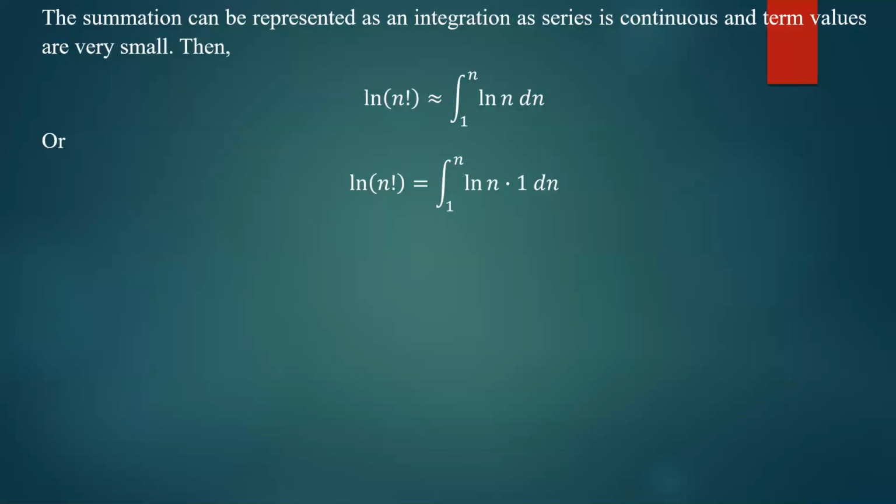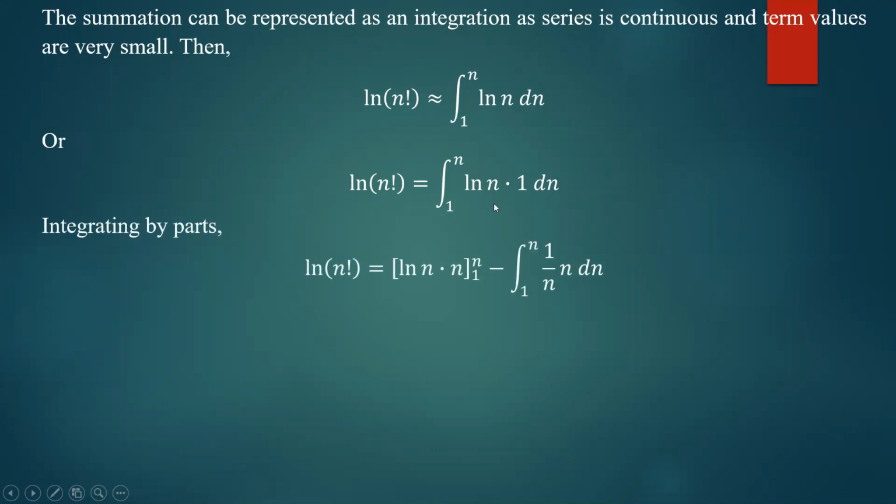So multiply this term by 1. It does not matter, you multiply it by 1. Then you consider this as the first function, this as the second function. First function into second function. Integration by parts you have to do. So integration by parts says that it is equal to first function into integral of the second. Integration of 1 is n and limits are 1 to n, minus integration of derivative of the first function into integration of the second function.